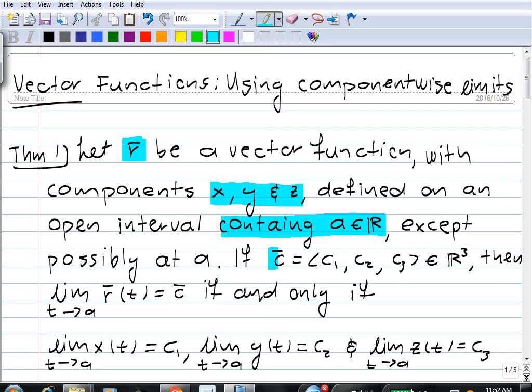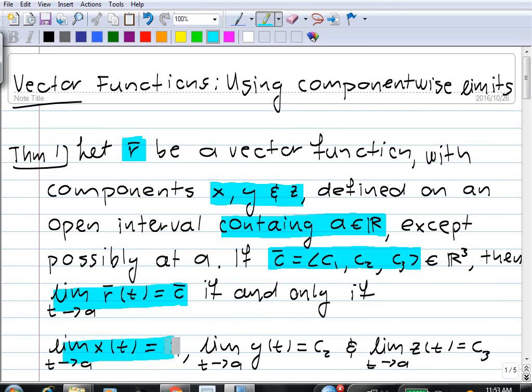And we've got a vector c = (c1, c2, c3) in R3. The theorem says that under these circumstances, the limit of r of t as t goes to a is c, if and only if the limit of x of t as t goes to a is c1, the limit of y of t as t goes to a is c2, and the limit of z of t as t goes to a is c3. So this says when you're dealing with a limit of a vector function, you can work component-wise. In other words, you reduce the problem to a problem involving limits of R to R functions. And we know very well how to deal with these.